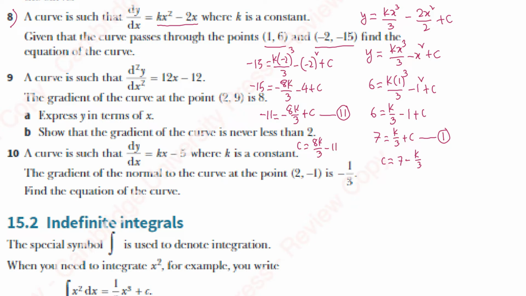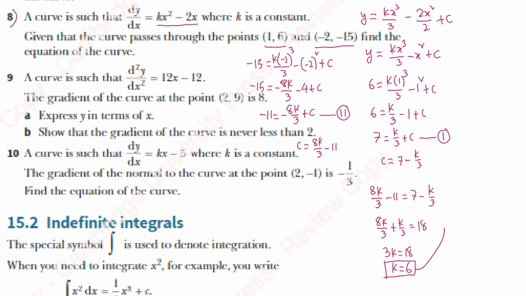Now equate this to c, then you can write 8k/3 - 11 = 7 - k/3. Now it's a simple equation to solve. Plus k/3: 9k/3 = 11 + 7, which is 18. So 9k/3, which is 3k, equals 18. So we got the k value as 6 from there. This is our value of k.